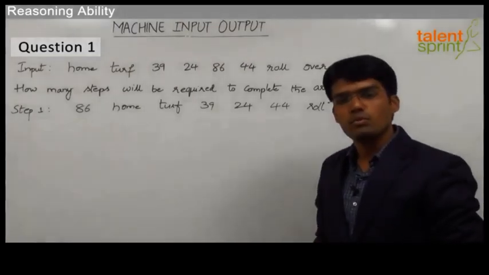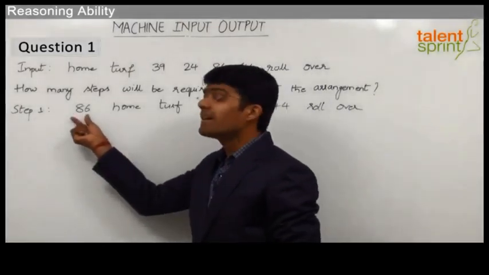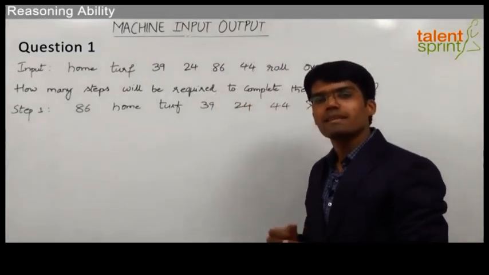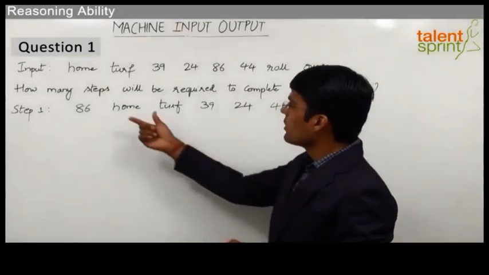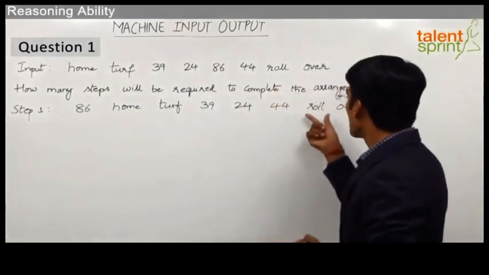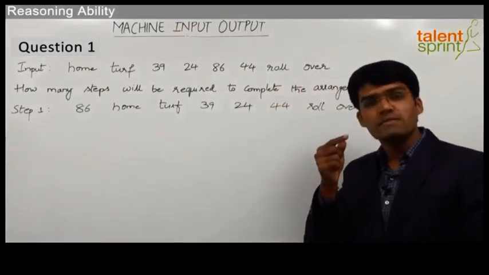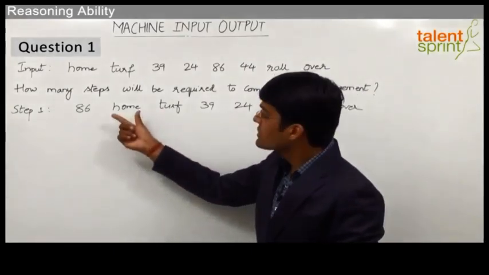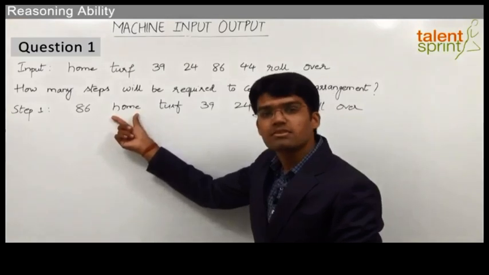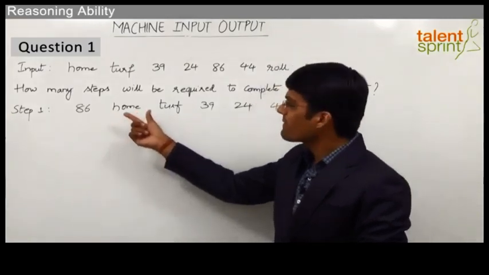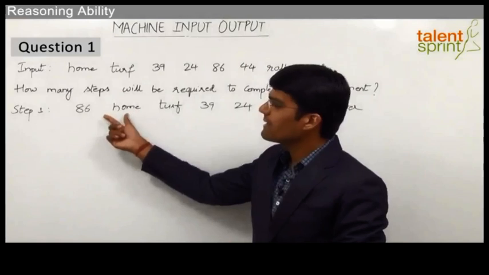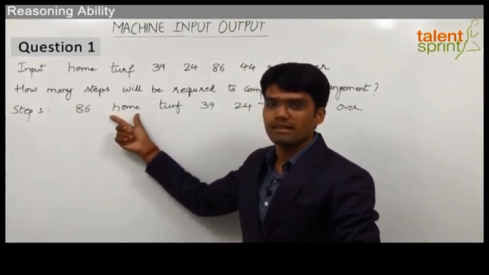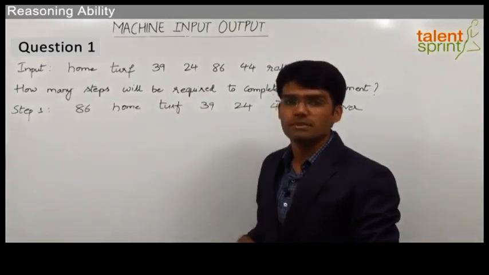Moving on to step 2, we know that after 86 a word is required, and that word has to be the first one as per the alphabetical order. So among the given words, that is home, turf, roll and over, the word which comes first as per alphabetical order is home itself, which is already in the correct position, that is position number 2. So as we have got the second position correct in the first step itself, we need not worry about that and we need not disturb that. Let us now move on to the third position.